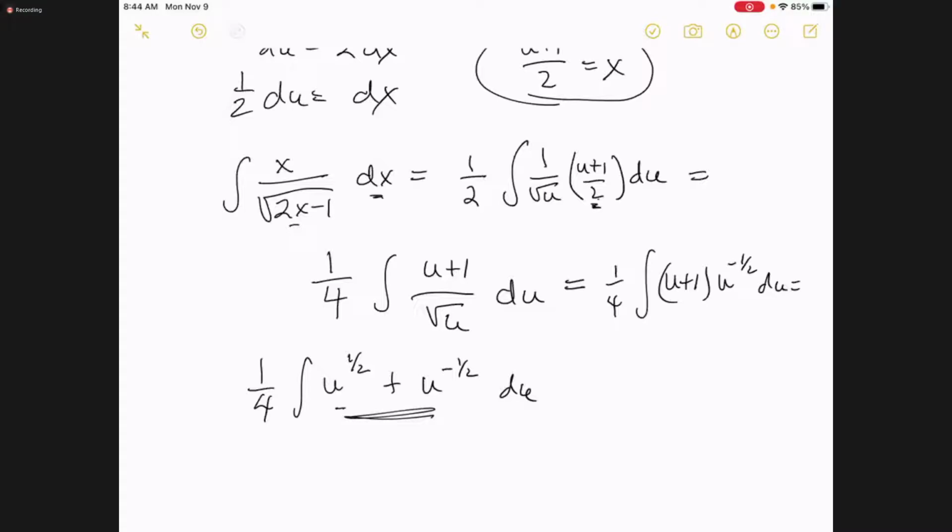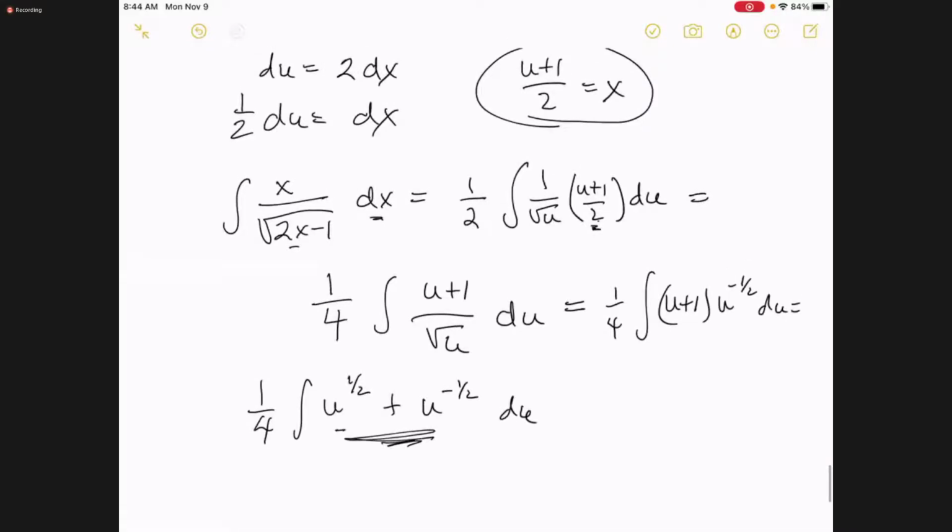But now it's easy, right? This is easy to evaluate, just using the x to the n thing. That looked a little bit daunting. Now it's easy.